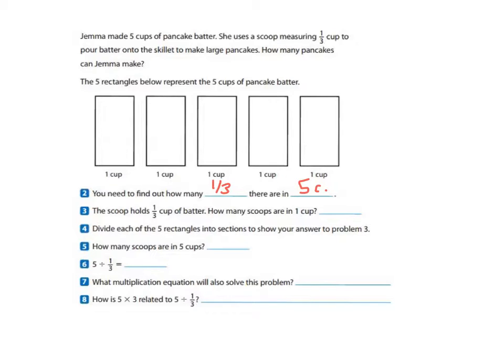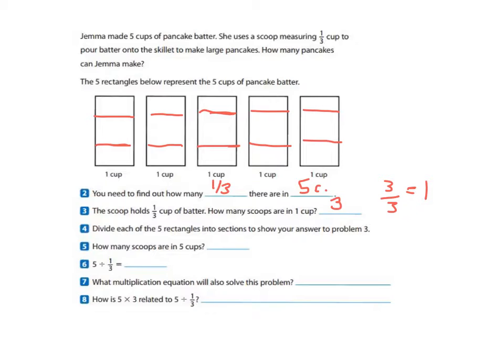Number 3, the scoop holds 1/3 cup of batter. How many scoops are in 1 cup? Well, we know if they're divided into thirds, we know 3/3 equals 1 whole. So that means there are 3 scoops in each cup. Next one says divide each of the 5 rectangles into sections to show your answer to problem 3. So that tells us each of these cups, each of these models representing cups, needs to be divided into thirds. So I'm going to make 3 parts on each of these models. And so now I'm divided into thirds.